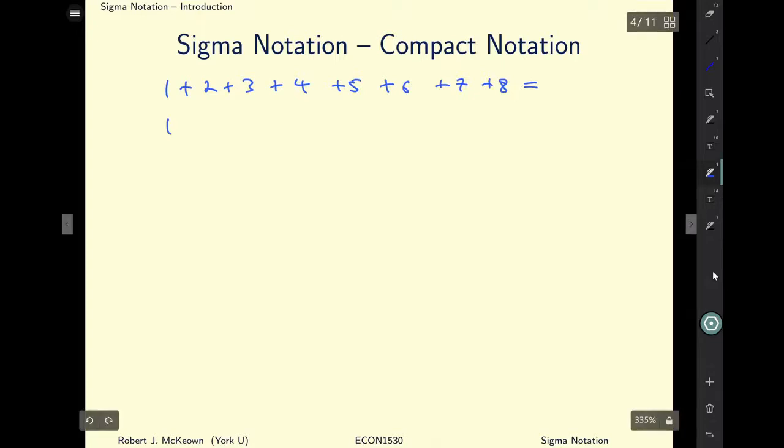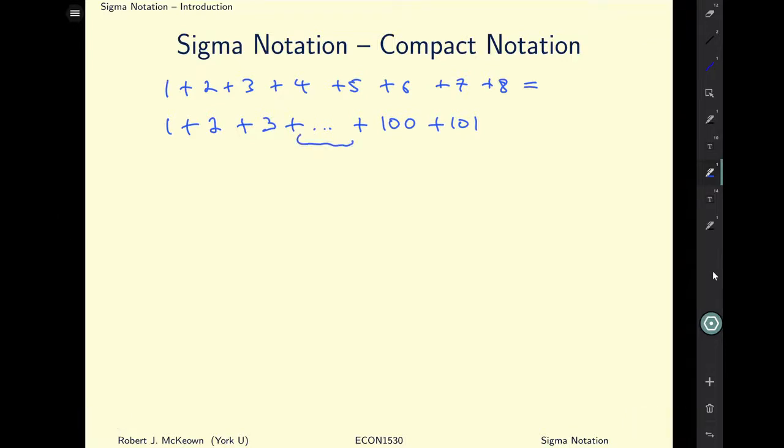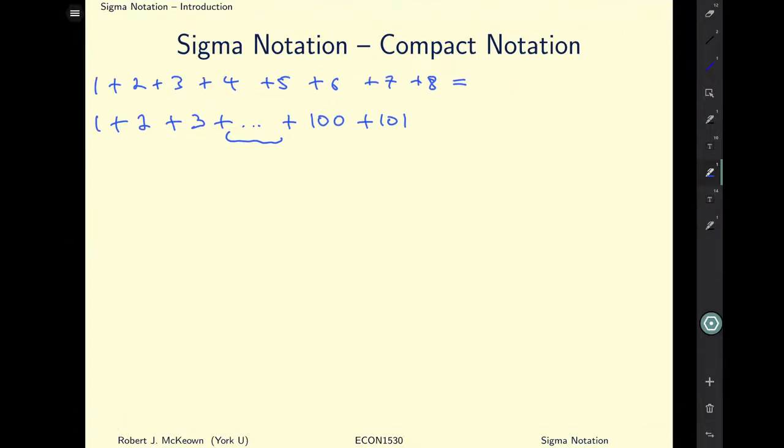And if we want to do something more involved, we might get this sort of dot, dot, dot here that tells you the sequence is continuing. And you'll see both of these. Now, how can we use sigma notation to make this simpler? And when I say simple, I mean compact.